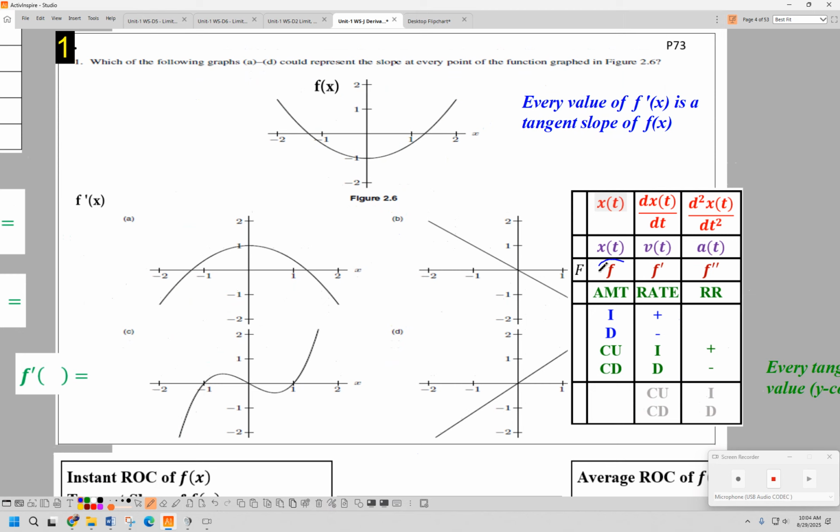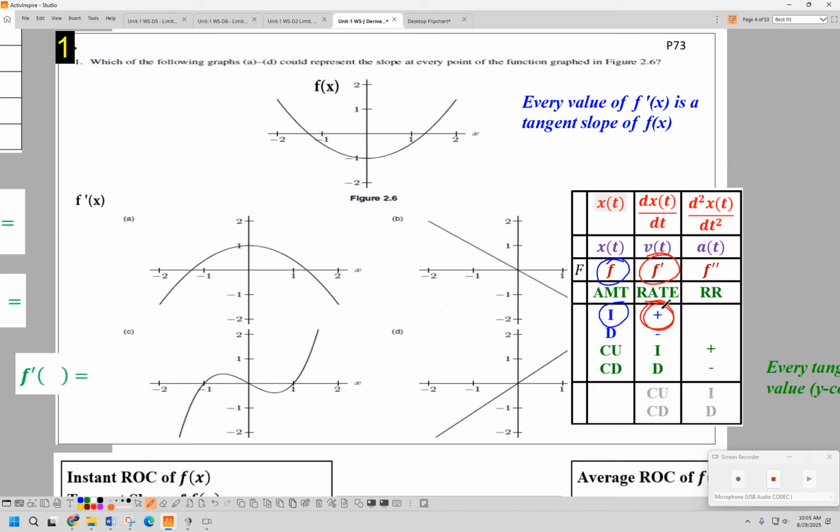When I circle this column, and I circle this, I'm talking about the Y values on the F graph. That's all I'm referring to when I circle this and this. When I circle here, I'm actually talking about two different things. I'm talking about the slopes at every point on F, but I'm also talking about the Y coordinates at every point on F prime. So this symbol means two different things, depending on which graph you're looking at.